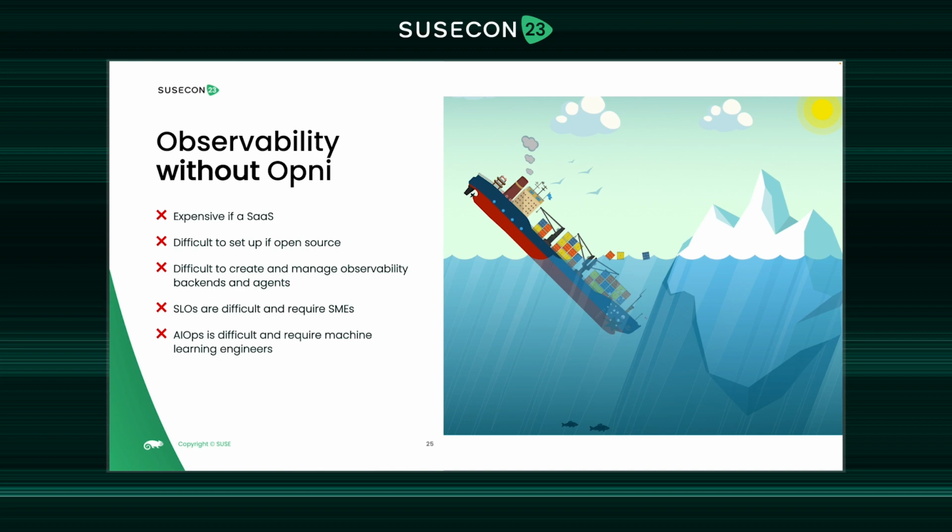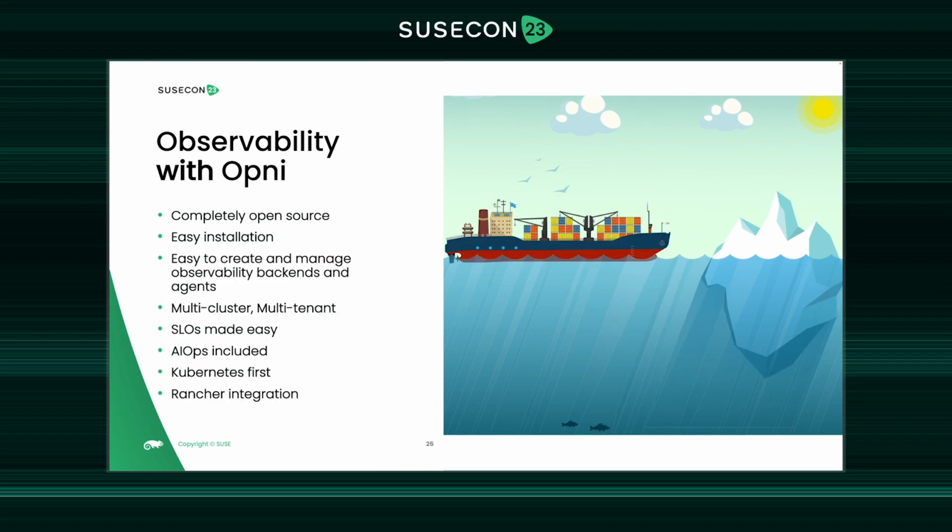AIOps is very difficult and requires machine learning engineers to get started, but with Opni, it's completely open source, it's easy to install, it's easy to create and manage observability backends and agents, it's multi-cluster and multi-tenant. SLOs are made easy, comes with AIOps, it's a Kubernetes first application, and it comes with Rancher integration.